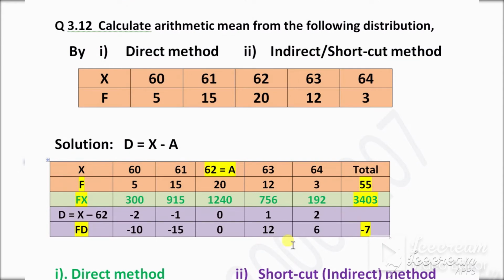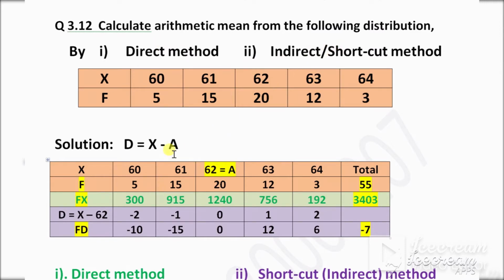Now the next question is: calculate the arithmetic mean from the following distribution by the direct method and the indirect or shortcut method. These are the values of x, and this is the frequency. So x with frequency is grouped data. This type of grouped data is called discrete grouped data because each number is a jumping point, or individual numbers are given here one by one with frequency. Find the arithmetic mean by the direct method and the indirect method.